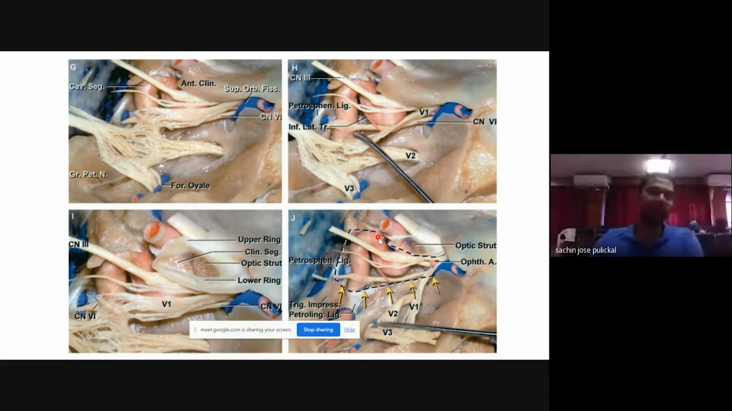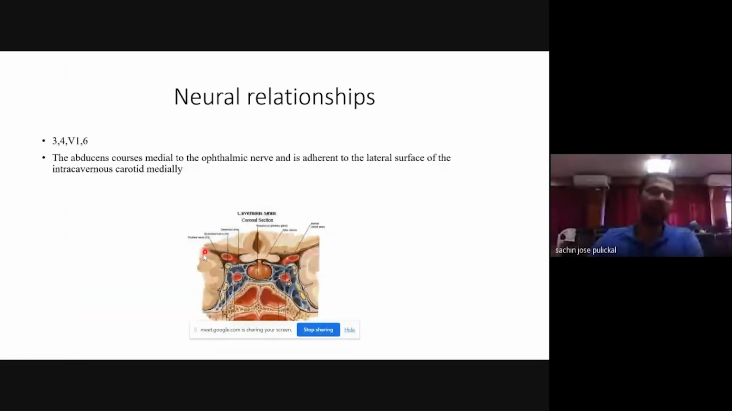Of the cavernous sinus. So I wanted to show this picture again, how this picture is inaccurate. V2 is shown as a content of the cavernous sinus in this picture, which is incorrect according to the current concepts. So the third nerve, fourth nerve, and V1 lie on the lateral wall of the cavernous sinus, and the sixth nerve lies inside the cavernous sinus related to the ICA. So we'll discuss each one of these nerves separately.